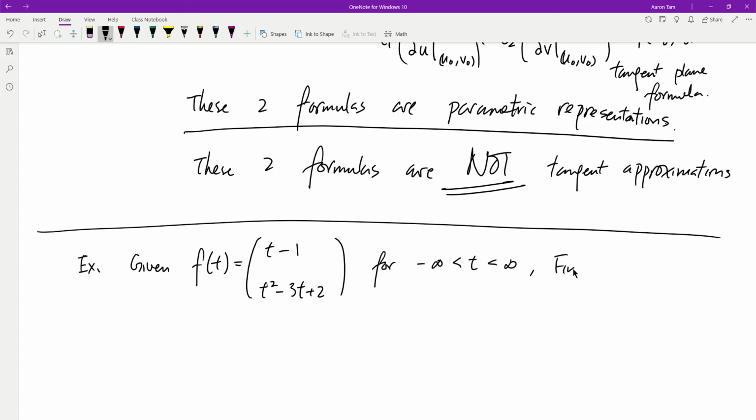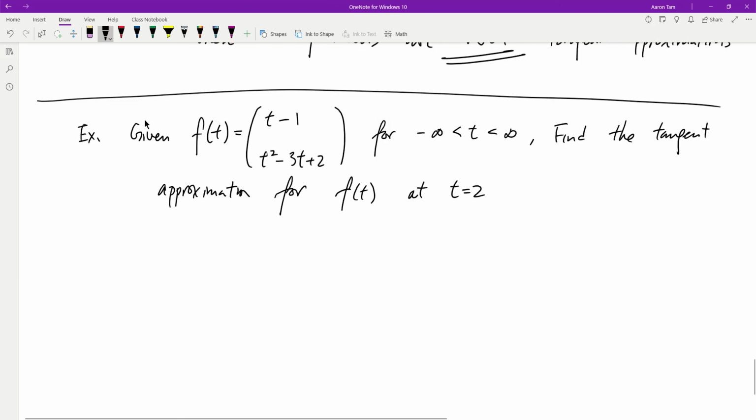And I'm going to go ahead and ask you to find the tangent approximation for f of t at, let's say, t equal to 2. And so this will probably be a good example to illustrate why it doesn't work. So I'll show you the following. Here, probably the most important part is that the question asks for tangent approximation.